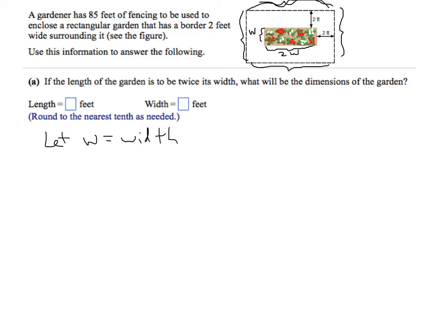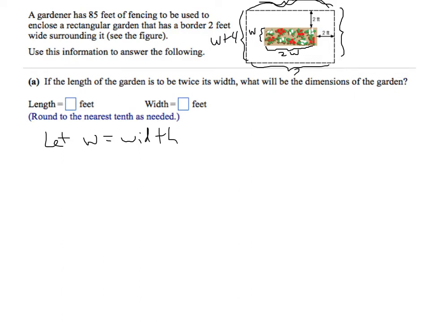How much fencing do I need? Well, it's not W for this amount of fencing over here, right? W is the size of the garden. The fence is longer than that. How much longer? Well, it's 2 feet longer this way and 2 feet longer this way. So whatever number is the width of the garden, the width of the fence is going to be 4 feet more than that: 2 feet on this side and 2 feet on this side. So if I label my picture, I'll have 4 more feet on the width of the fence than in the width of the garden.